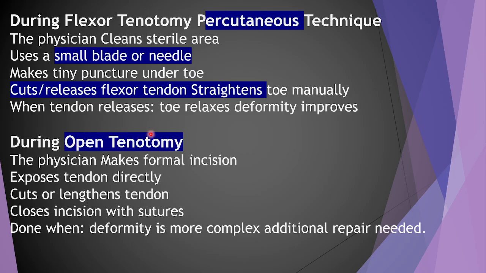Now, during the open tenotomy, the key point is that the physician makes a large, formal incision to expose the tendon directly. He will then cut or lengthen the tendon and close the incision with suture. When the deformity is more complex, additional repair is needed. We'll see in the navigation and op report how it is done. So for percutaneous, just remember a small blade or needle makes a tiny puncture, and in open tenotomy there is a large incision to expose the tendon directly.